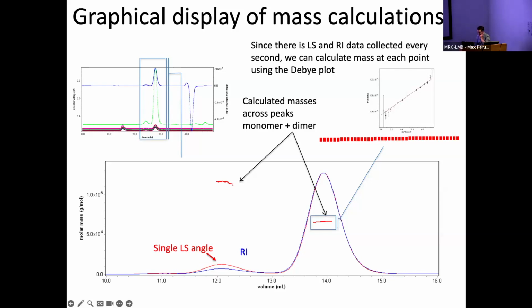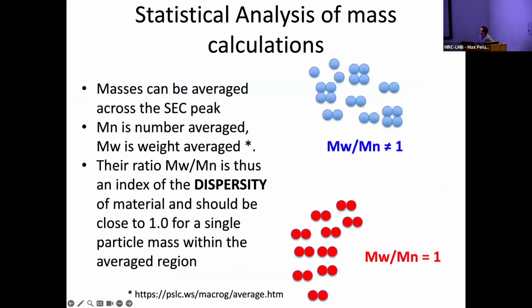But sometimes the sample is not monodisperse. With this SEC-MALS, we can get the masses averaged across the peak. Mn is the number average, and Mw is the weight average, and we get both of these measurements. From that, we can then do this ratio. If Mw to Mn isn't 1, it means that we've got a polydisperse sample, so different complexes or different proteins in there. If it's 1, it means it's a nice monodisperse sample, which is what we want. You can see this visually when you run the measurement.